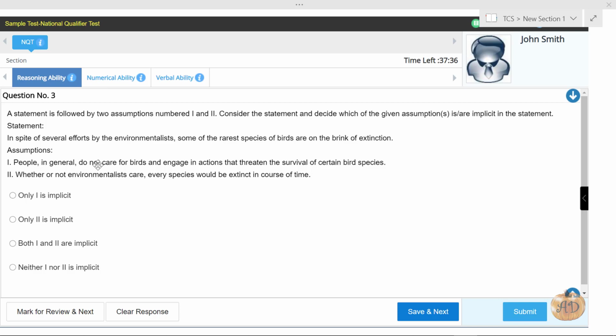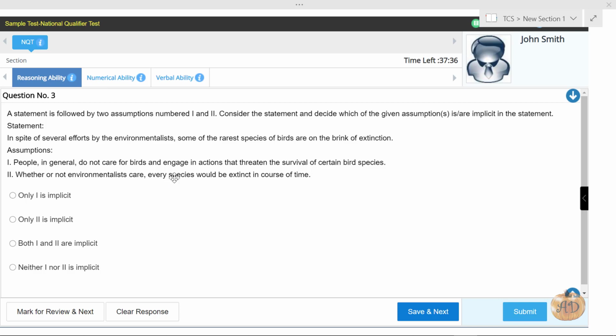First assumption says that people in general do not care for birds and engage in action that threaten the survival of certain bird species. So it's nowhere written that people are engaging or they are harming the birds. So first assumption is definitely incorrect. Okay, let's see the second condition. Whether or not environmentalists care, every species would be extinct in course of time.